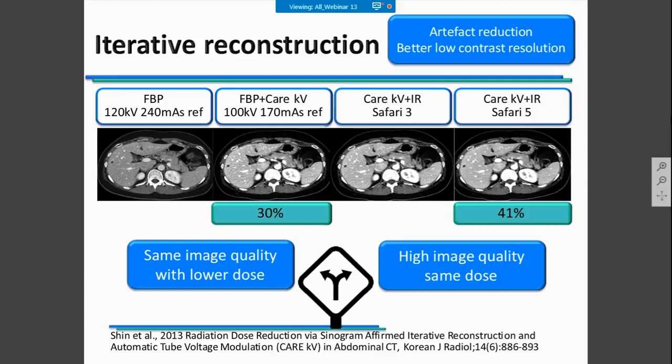So this decision must be taken in a team, to analyze the situation of the patient and to analyze if, in this specific case, you could have dose reduction or if you need to have a high image quality.